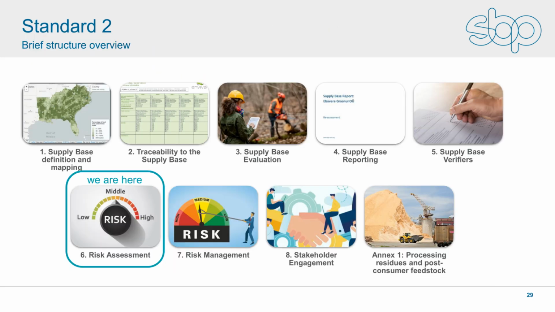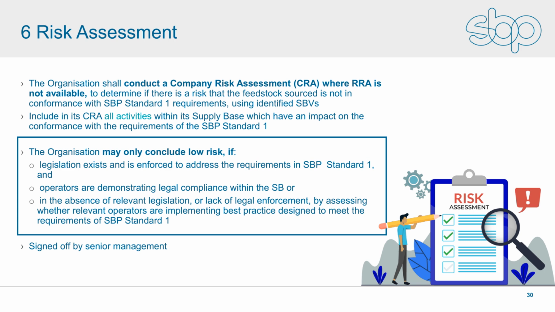Moving on to section 6, risk assessment. Let us talk about the risk assessment in practice. The organization must conduct a company risk assessment, a CRA, when a regional risk assessment is not available for the sourcing area. The purpose is the same in either case, to determine whether there is a risk that the feedstock sourced does not conform with the requirements of Standard 1, using the identified SBVs.